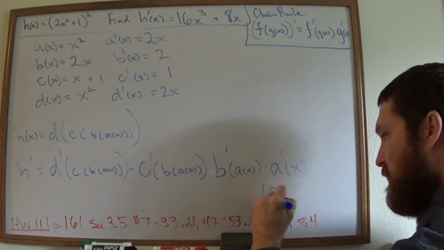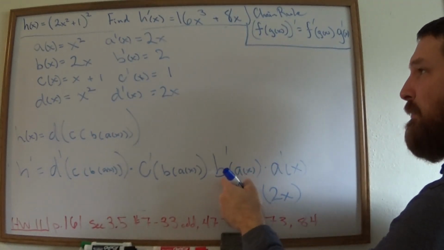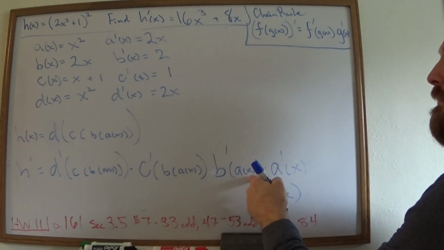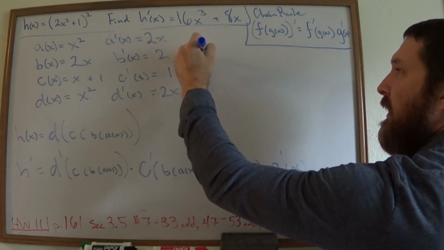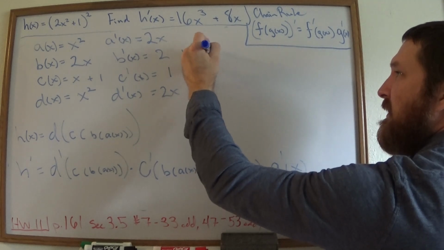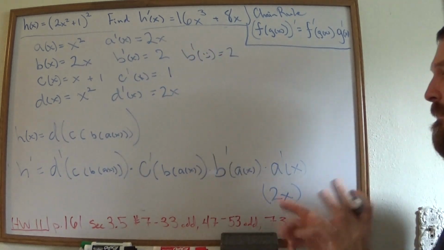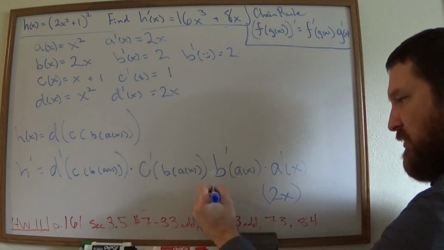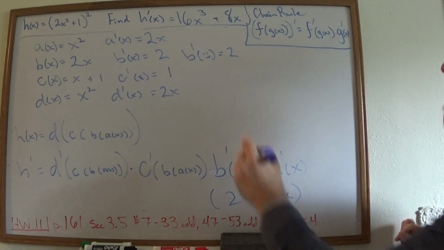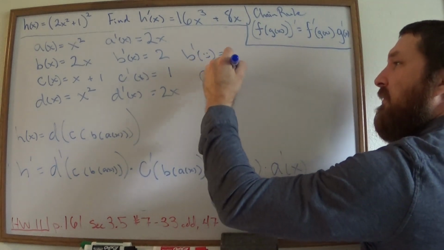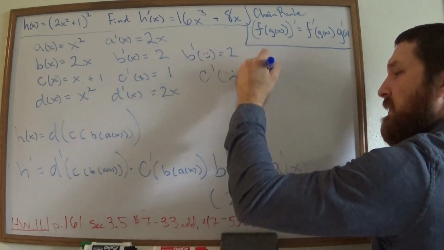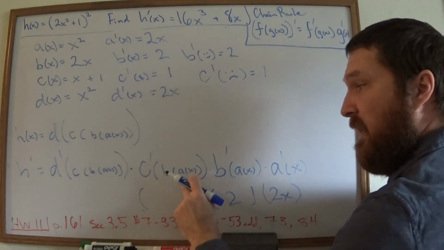Okay, so here's 2x. What is B prime of any number? B prime of smiley face. It's always just 2, so it doesn't matter what's inside of it. Okay, cool. What about C prime of frowny face? It's still 1. Doesn't matter that all this other stuff is in it.